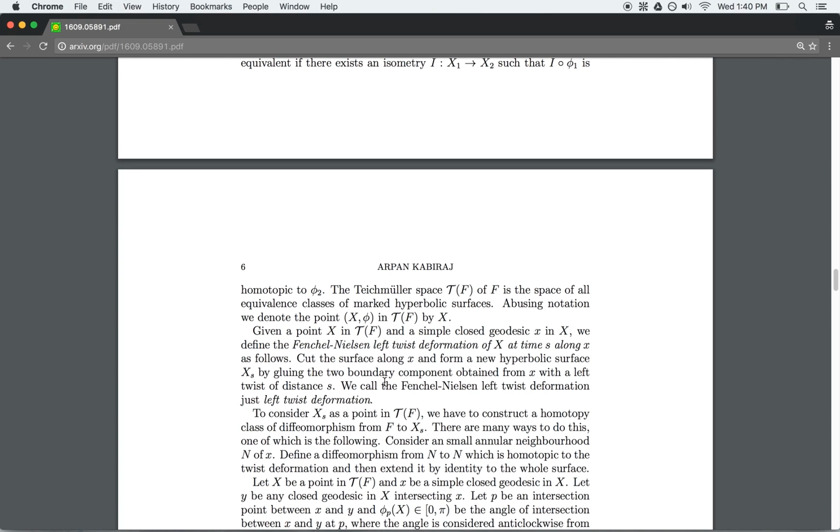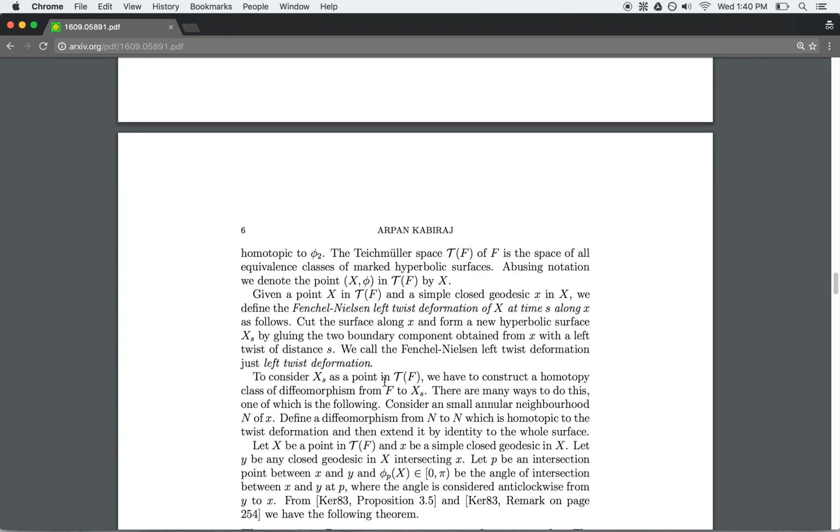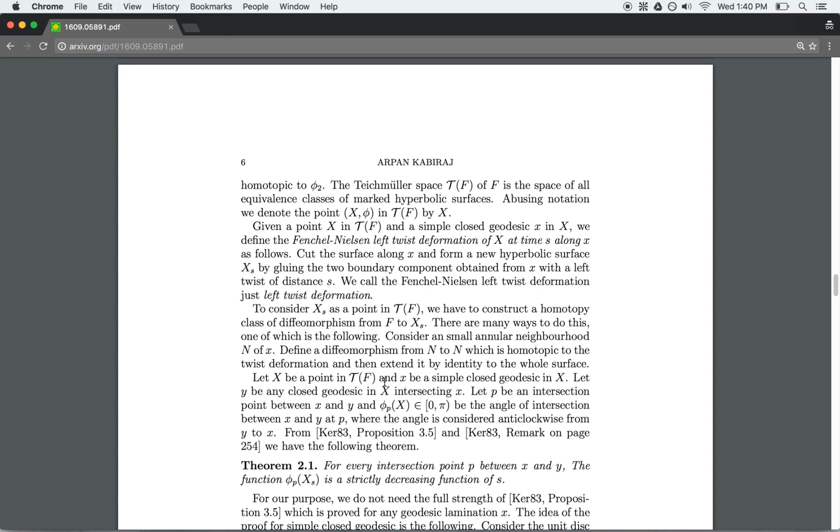The Teichmüller space, T(F), is the space of all equivalence classes of marked hyperbolic surfaces. Abusing notation, we denote the point (X, φ) in T(F) by X. Given a point X in the Teichmüller space of F and a simple closed geodesic x in X, we define the Fenchel-Nielsen left twist deformation of X at time s along x as follows.